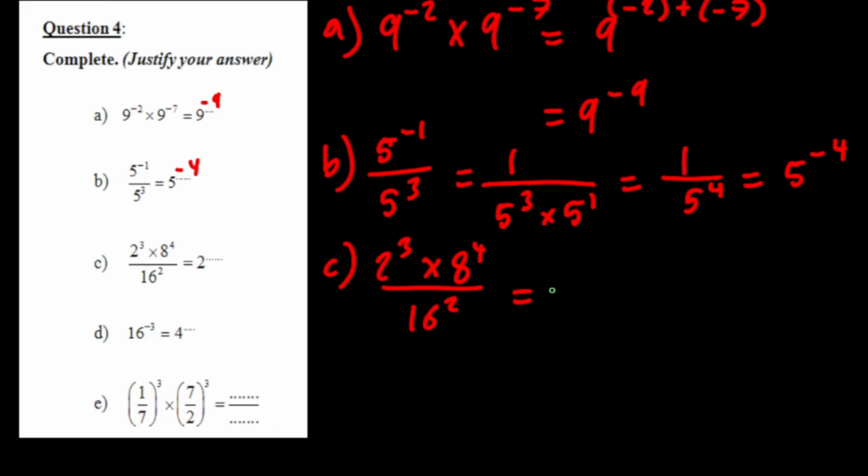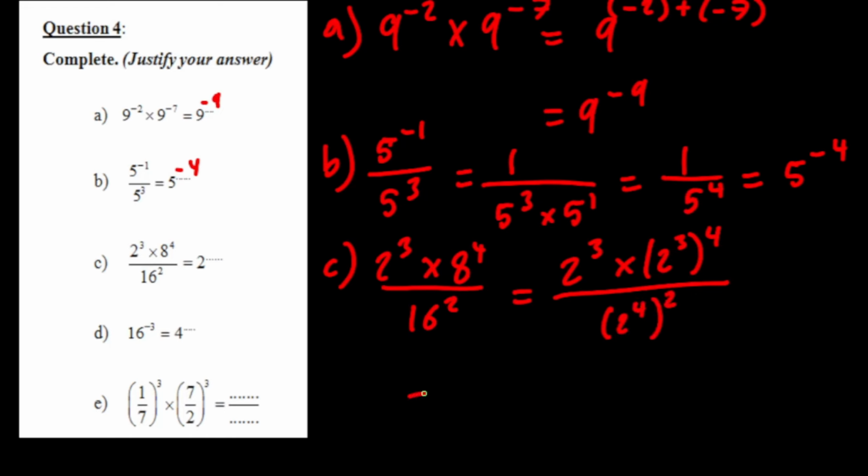So let's try to simplify as much as possible. Let's start off with the 8. 8 is 2 to the power of 3. So you can write 2 to the power of 3, all to the power of 4, over 16. 16 is 2 to the power of 4. So we can write 2 to the power of 4, all to the power of 2.